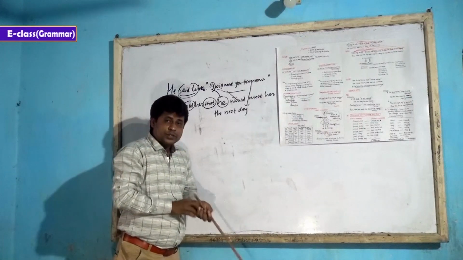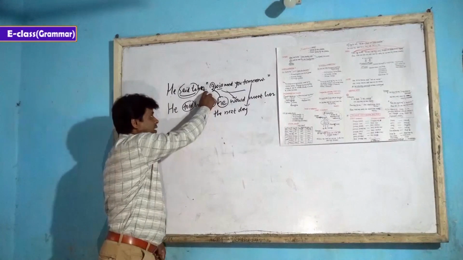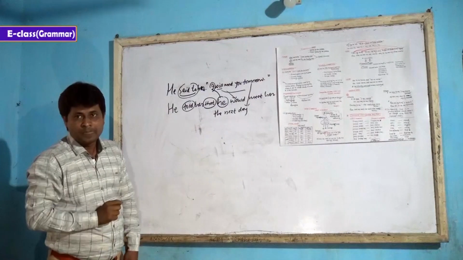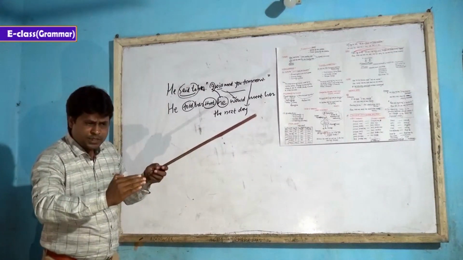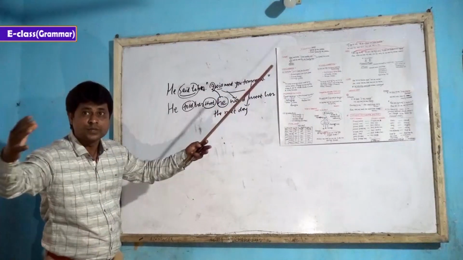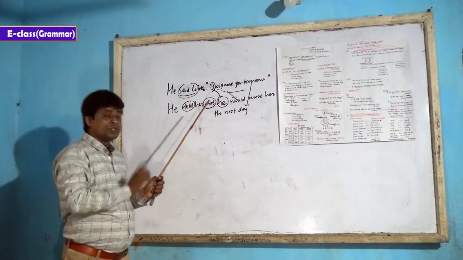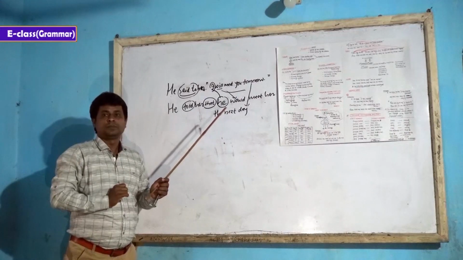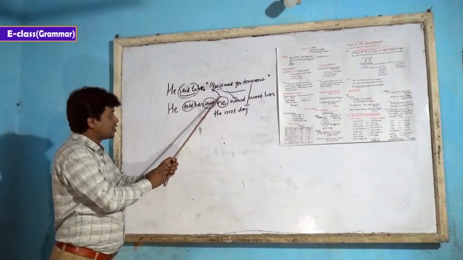My dear students, if we analyze the differences between direct and indirect narration, we come to the conclusion. What's the conclusion? Two broad changes have taken place, wide changes. One, general change. Another, special change. What is general change here? This "I" has been changed into "he".